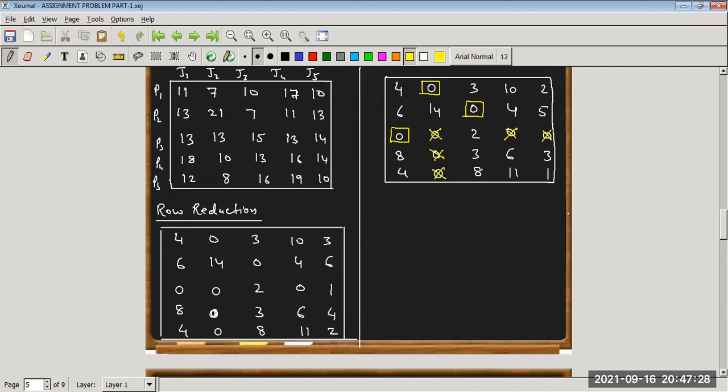So what do we do? Now we start the Hungarian method. Tick the unassigned row. First row is assigned, second is assigned, third is assigned. So we tick the fourth and fifth rows. Now come to the fourth row. If this fourth row has a 0, yes, the fourth row has a 0, this is 0. So tick that column. So we tick that column.